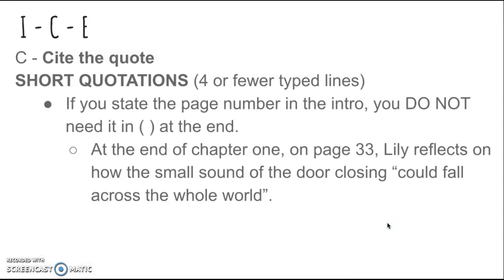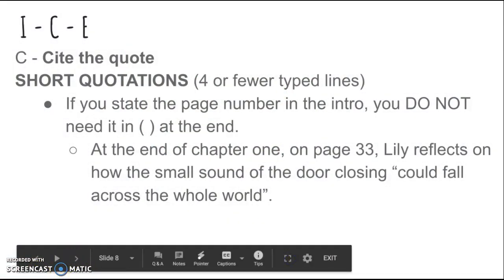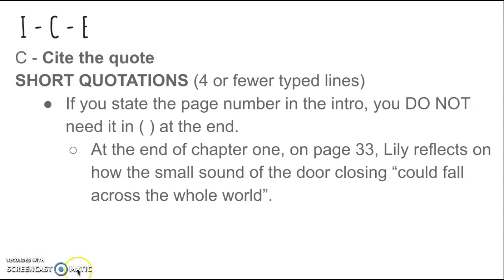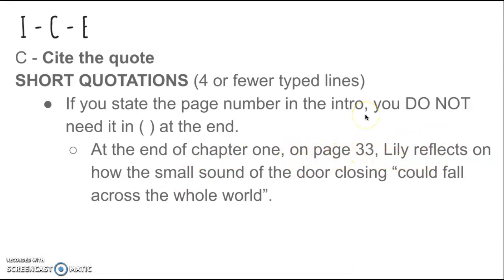Still in short quotations, if you state a page number in your intro, you don't need it in the parentheses. So if you wanted to avoid parenthetical citation because it's blowing your mind and you don't want to deal with it, you can always say, at the end of chapter 1 on page 33, Lily reflects on how the small sound of the door closing could fall across the world. Okay? So you put the page number in there, you said who's saying it, you introduced it, you cited it correctly because you already stated the page number, then it'd be fine.